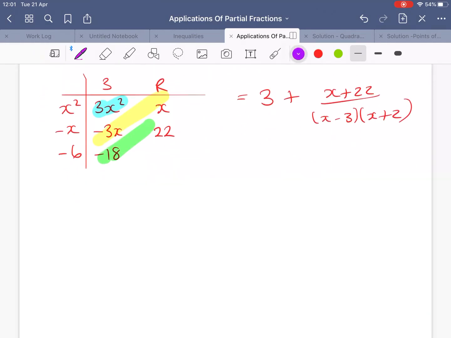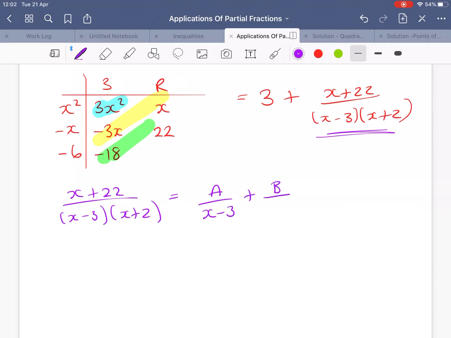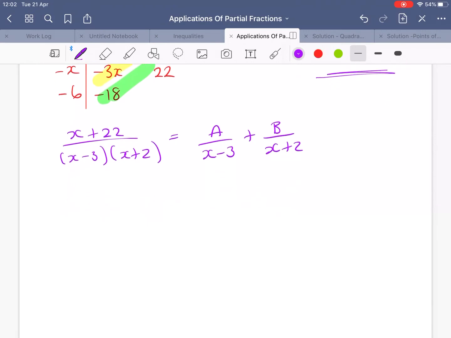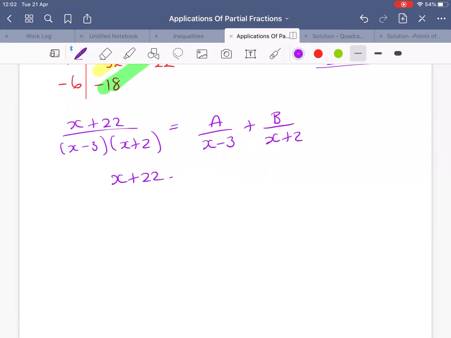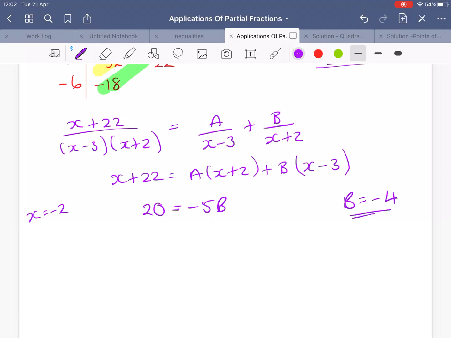Now I've got to do the partial fractions on here. So x plus 22 over x minus 3 times x plus 2 is equal to a over x minus 3 plus b over x plus 2. So I get x plus 22 is a times x plus 2 plus b times x minus 3. So let x equal minus 2. So I'll get 20 is equal to, the a term is going in this case, minus 5b. So b is minus 4.